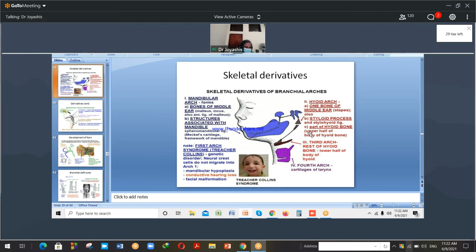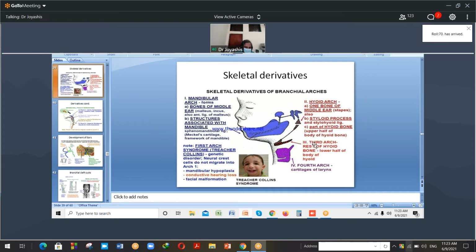The second pharyngeal arch develops the stapes in the middle ear, the styloid process of the temporal bone, the lesser cornu of the hyoid bone, and the stylohyoid ligament. The third pharyngeal arch is also involved in the formation of the hyoid bone and becomes the greater cornu of the hyoid. The lesser cornu of the hyoid bone develops from the second pharyngeal arch, and the greater cornu of the hyoid bone develops from the third pharyngeal arch.